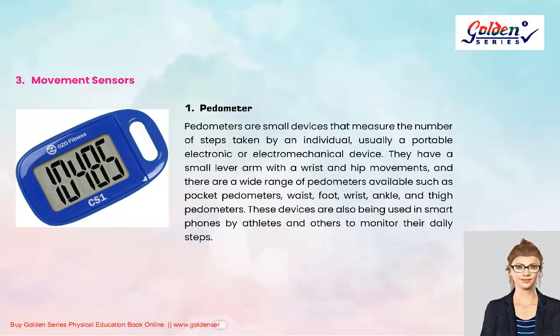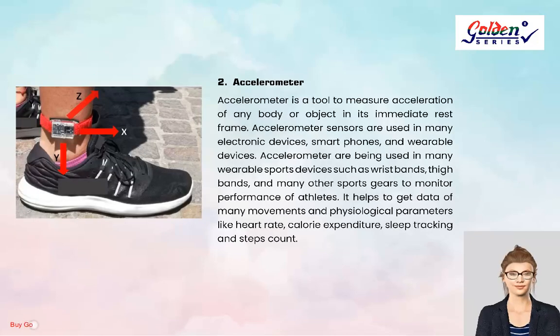These are 1. Pedometer. Pedometers are small devices that measure the number of steps taken by an individual, usually a portable electronic or electromechanical device. They have a small lever arm with the wrist and hip movements, and there are a wide range of pedometers available such as pocket pedometers, waist, foot, wrist, ankle, and thigh pedometers. These devices are also being used in smartphones by athletes and others to monitor their daily steps. 2. Accelerometer.